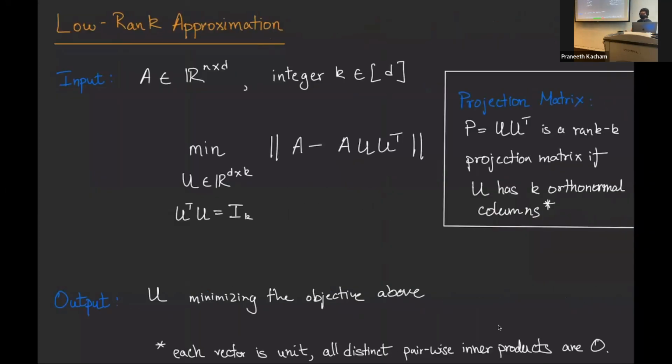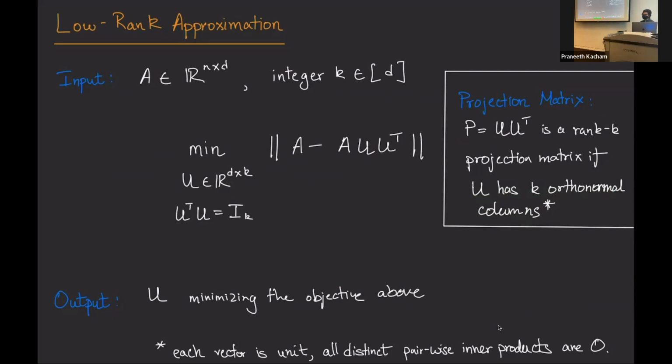Okay, so let me just make this notion of projection matrix formal. A matrix P is going to be a projection matrix if it can be factored into the matrices U and U transpose, where U has k orthonormal columns. Let's just recall what it means to have orthonormal columns. It just means that each vector is a unit vector, and all pairwise inner products are 0. So the columns of U are unit vectors, and if you take the inner product between any distinct columns, it's going to be 0. So it's essentially a basis for the subspace spanned by the columns.